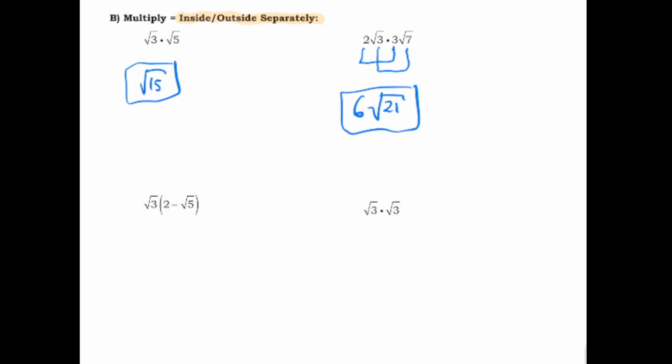And that's basically the name of that game. Multiply outsides and insides separately. Now sometimes you'll get a number inside that you can simplify, like, can I simplify root 21? You should always take a look at it. We really can't. If you were to tree that out, all you're going to get is 3 times 7. You don't get a pair of anythings. So the root 21 is not going to simplify any further.